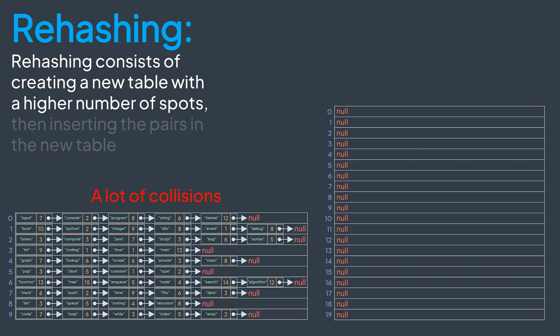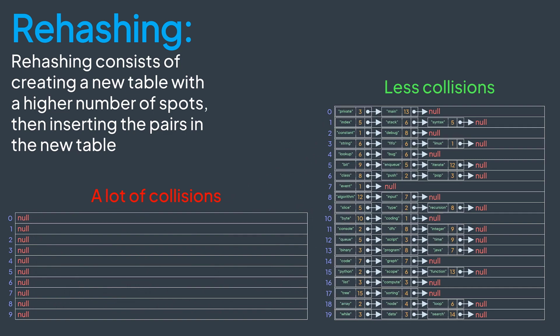Rehashing consists of creating a new table with a higher number of spots, for example double, then inserting the pairs in the new table. Doing so obviously decreases the number of collisions because it distributes keys over a larger range of values. But the question is, when to rehash?